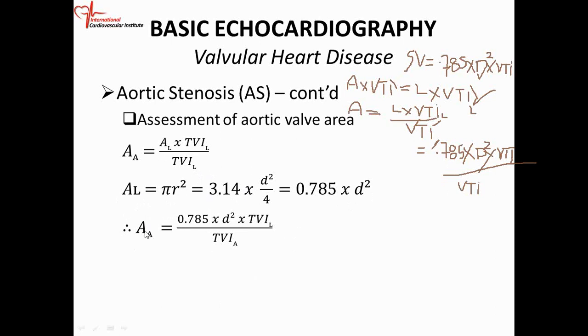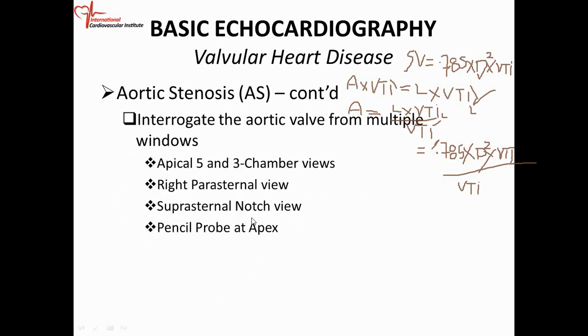So the area across the aortic valve is 0.785 times D squared times the TVI across the left ventricular outflow tract, divided by the TVI across the aortic valve. Remember what D is, and then these TVIs.